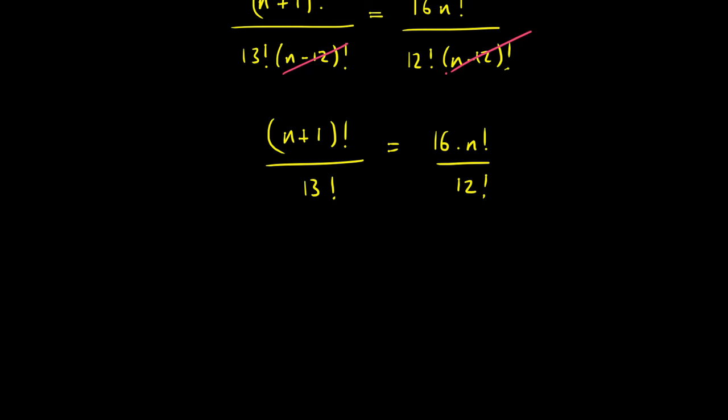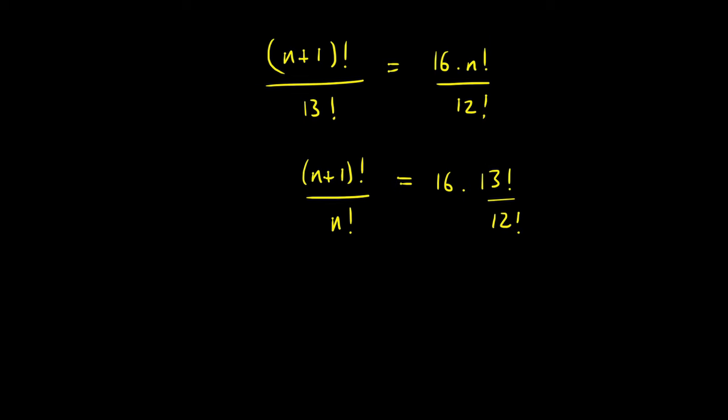So I'm going to rearrange this in the following way. (n+1) factorial over n factorial. I divide by n factorial, bring it down to the left, and I'm going to multiply both sides by 13 factorial. So I get 16 times 13 factorial over 12 factorial. So I bring that guy to the right.